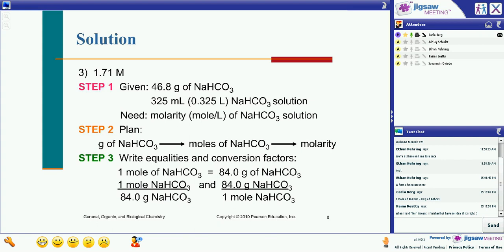We then need to, in step 3, write our conversion factor, and that's the numbers that I gave you in the text chat. Your conversion factors will always be moles over grams and grams over moles. So it doesn't matter which one you did first at all. One mole of NaHCO3 over 84 grams of NaHCO3, or 84 grams of NaHCO3 over 1 mole.